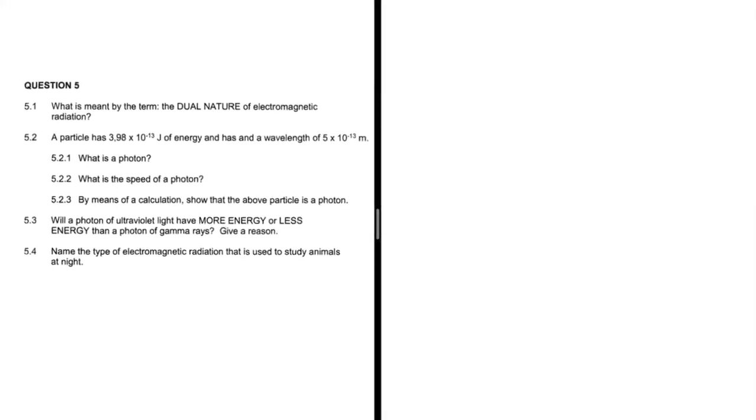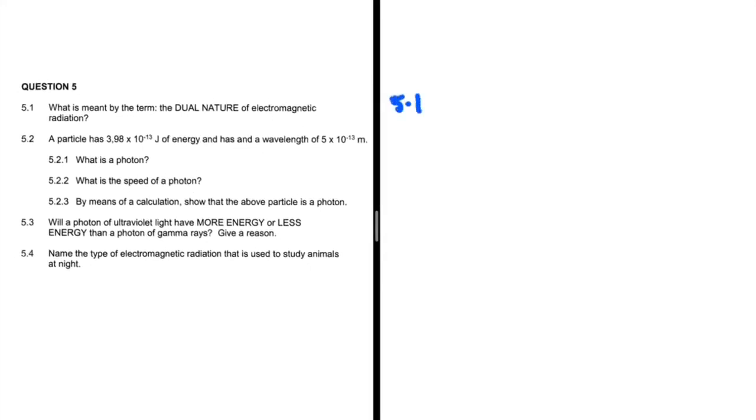But the dual nature of electromagnetic radiation simply means that it behaves as both a wave and a particle. So that is 5.1. Let's go ahead and take a look at 5.2. So 5.2, a particle has 3.98 times 10 to the minus 13 joules of energy and has a wavelength of 5 times 10 to the minus 13 meters.